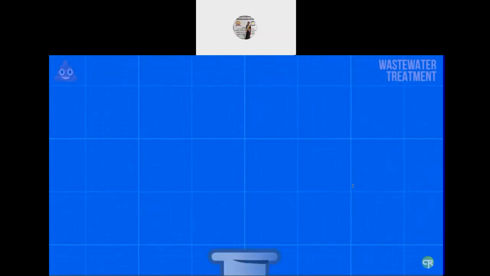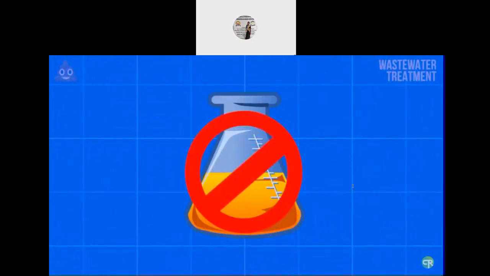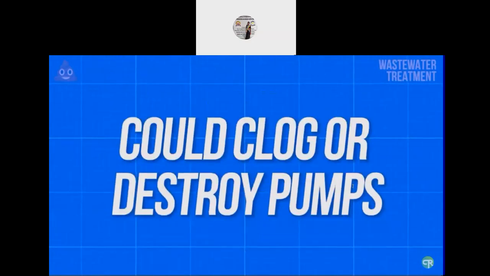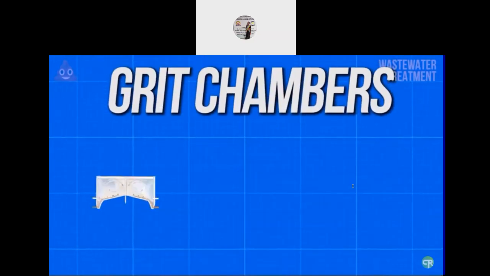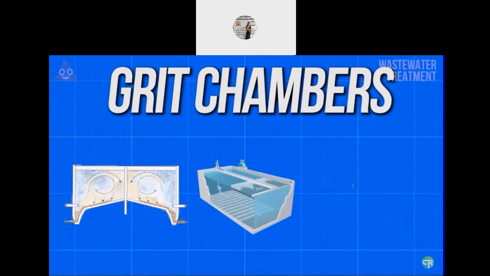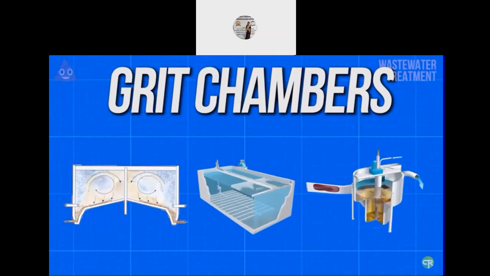This is needed because these particles can't be removed using chemicals, and they could potentially clog or destroy pumps later on in the process. There are three types of these chambers: horizontal grit chambers, aerated grit chambers, and vortex grit chambers, which all accomplish the same task using slightly different methods.